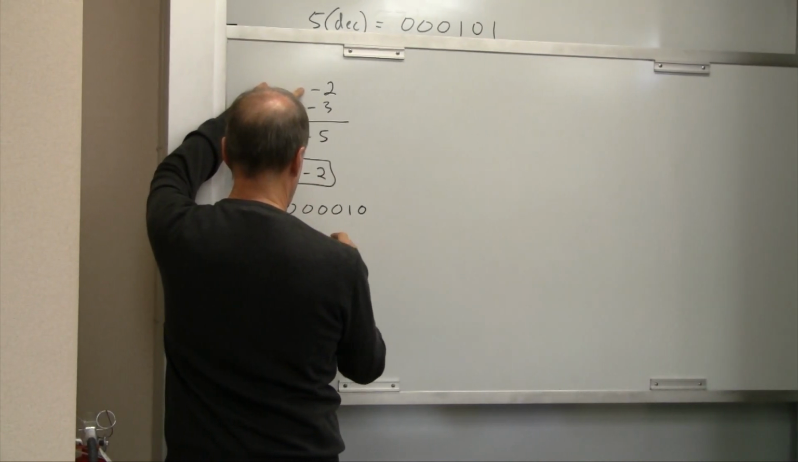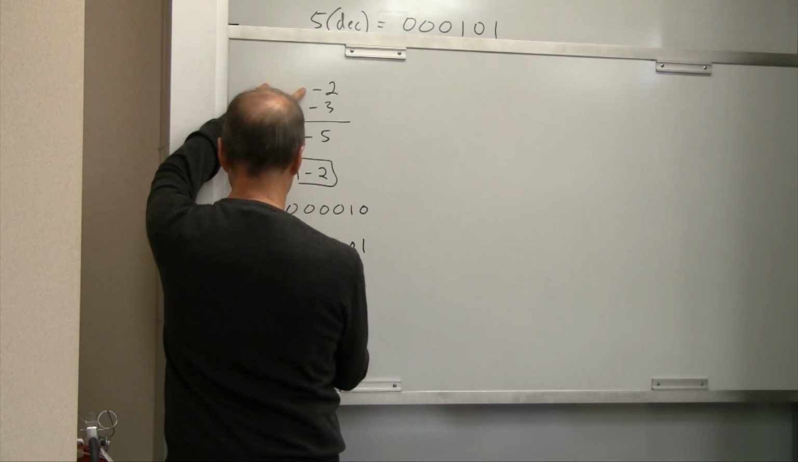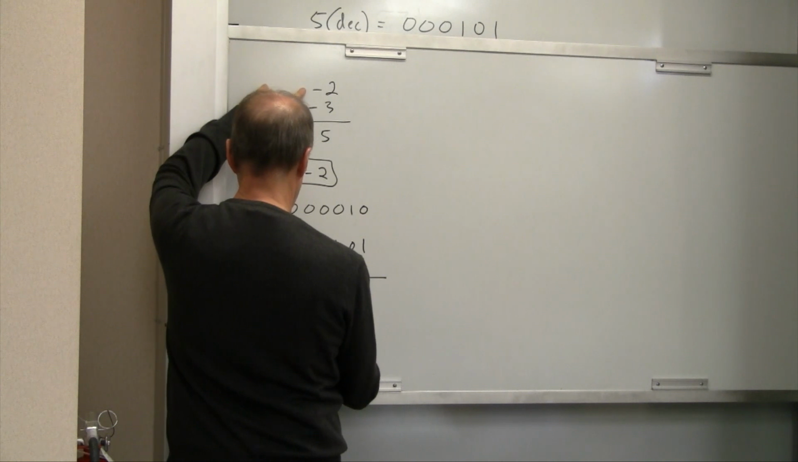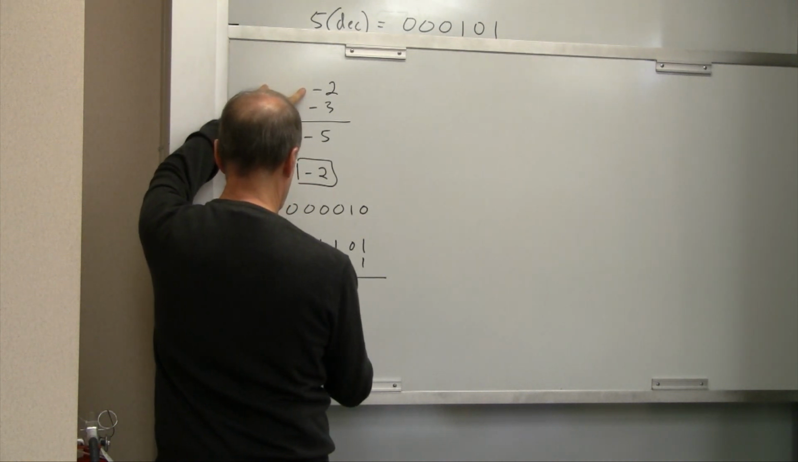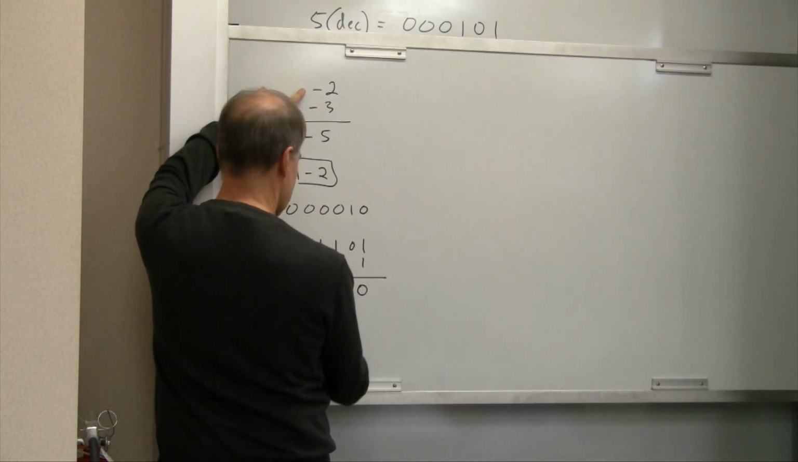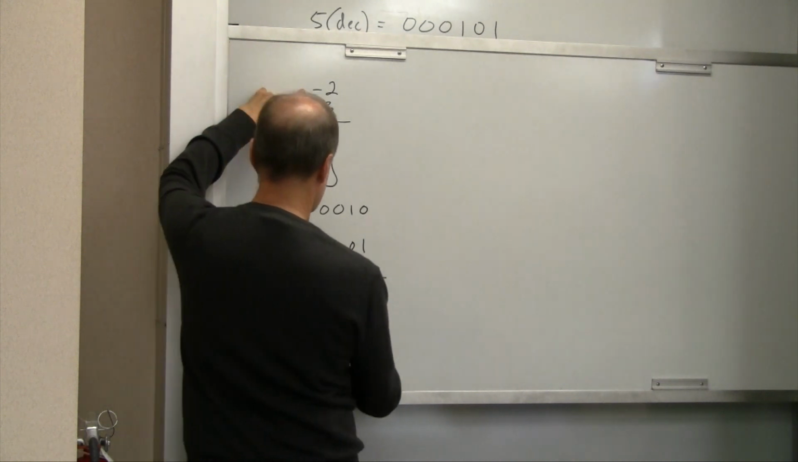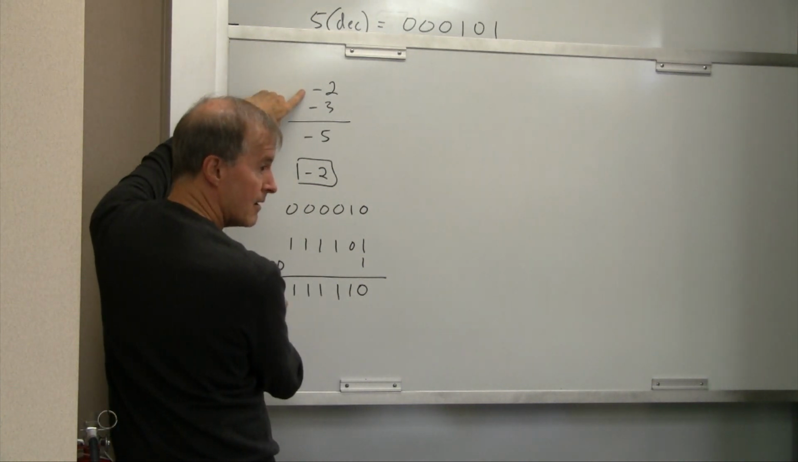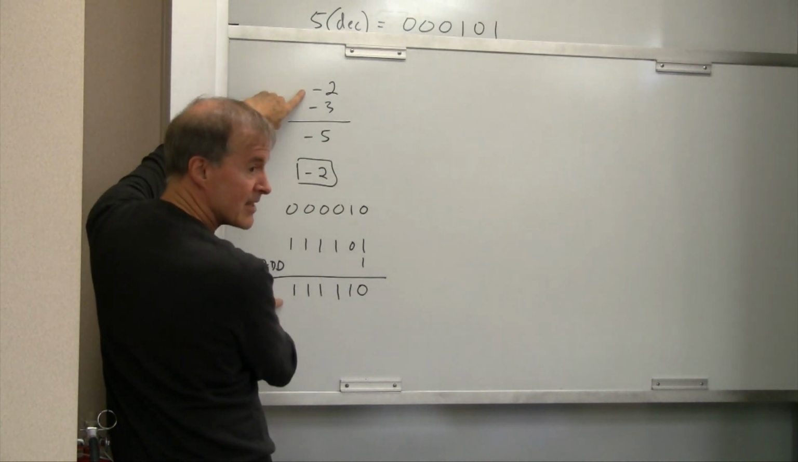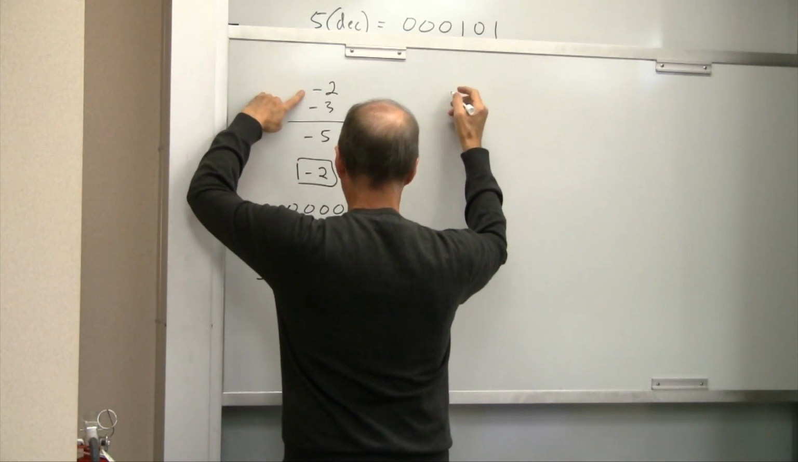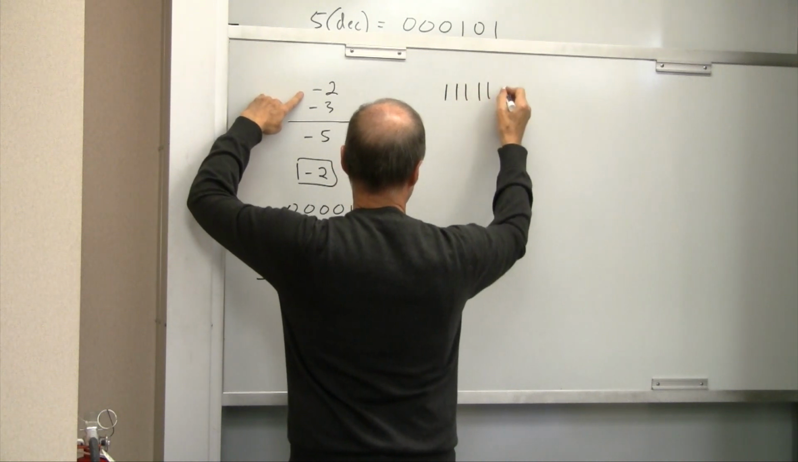1, 1, 1, 1, 0, 1. Add what? Add 1. So this is what? 1, 1, 1, 1, 1, 0. I think, because 1 plus 1 is 0, carry your 1, right? So everybody see that this is -2. And notice what's in the sign bit: 1 in the sign bit, as it should be. Are we good? So here's the -2: 1, 1, 1, 1, 1, 0.